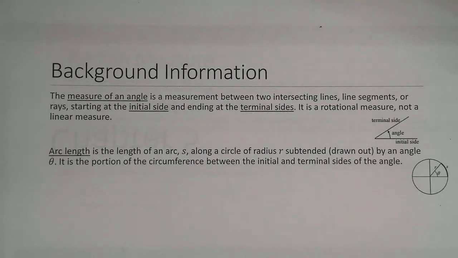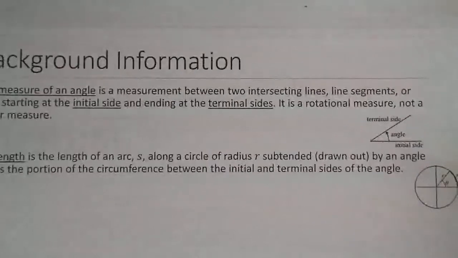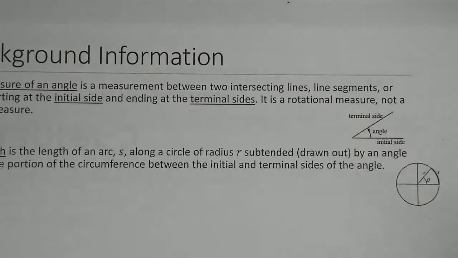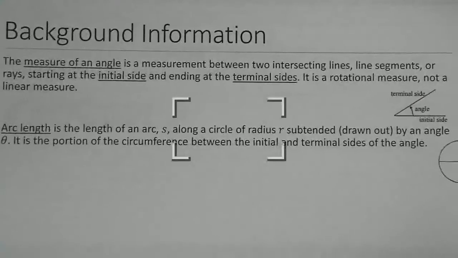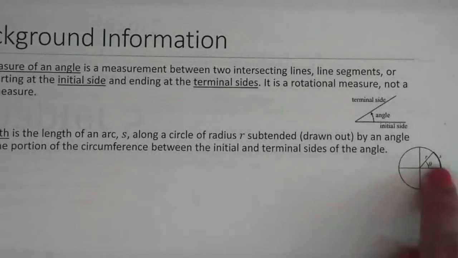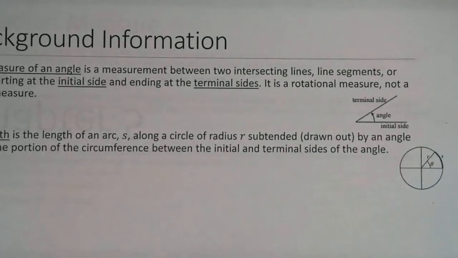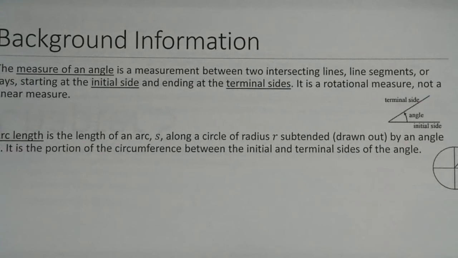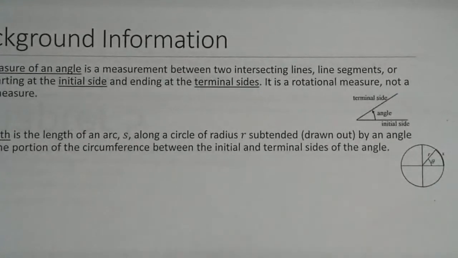Now, arc length is the length of an arc, and in this picture it's represented with the letter S, along a circle of radius r, which is subtended by an angle theta. So what that means is take the angle theta and take it all the way out until you hit the edge of the circle, and that's going to be where your arc is. So this arc length is a portion of the circumference between the initial and the terminal sides of the angle.